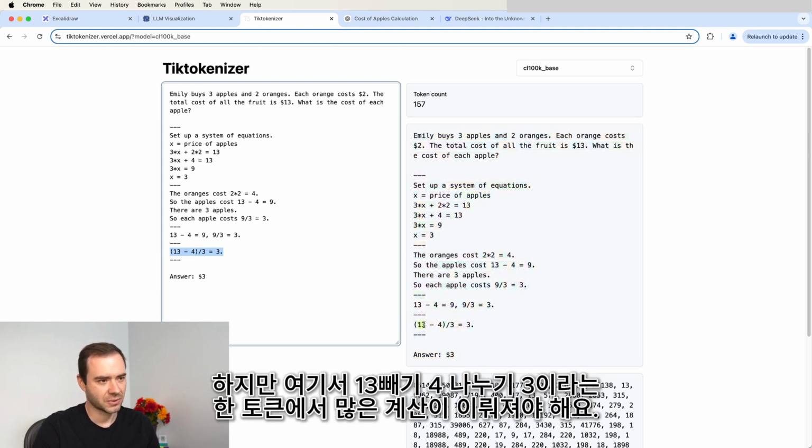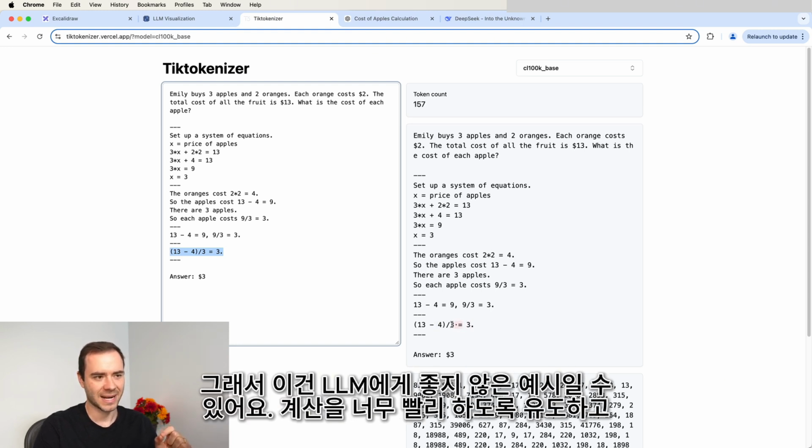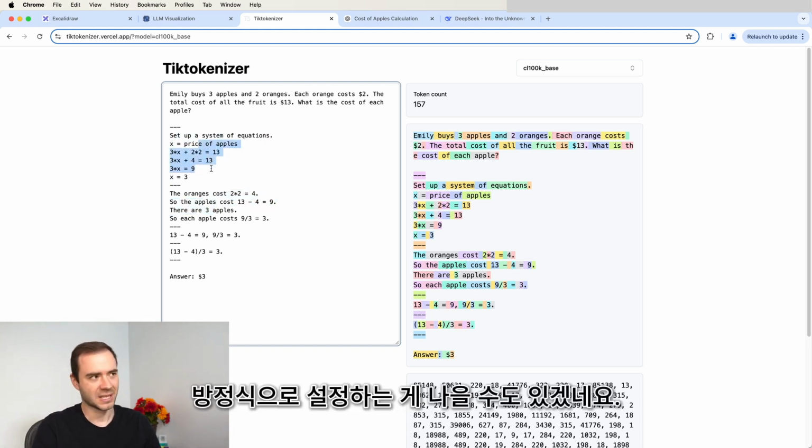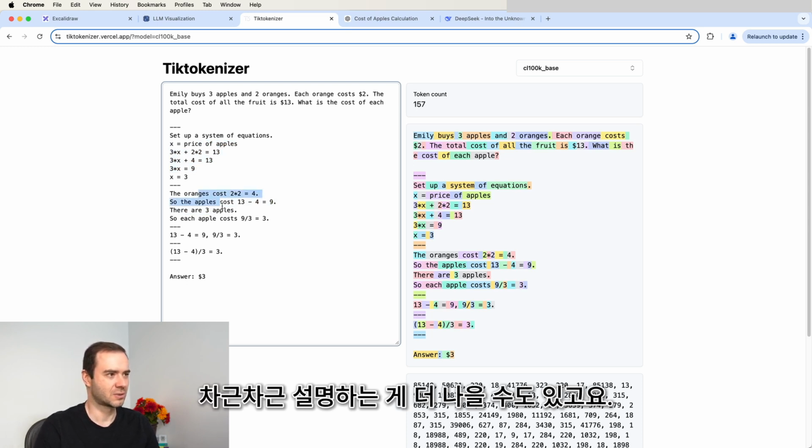But right here, when we're doing 13 minus 4 divided by 3 equals, right in this token here, we're actually asking for a lot of computation to happen on that single individual token. And so maybe this is a bad example to give to the LLM because it's kind of incentivizing it to skip through the calculations very quickly, and it's going to actually make mistakes in its mental arithmetic. So maybe it would work better to spread it out more. Maybe it would be better to set it up as an equation. Maybe it would be better to talk through it.